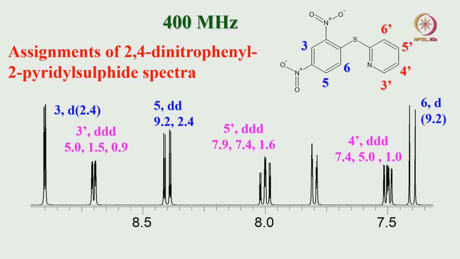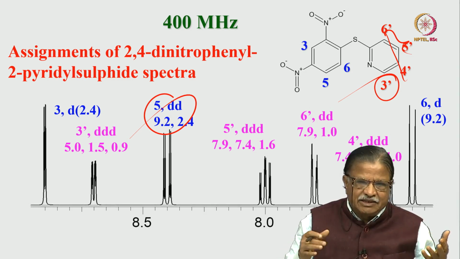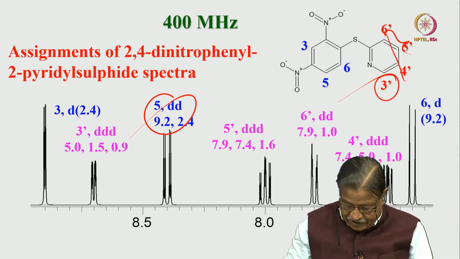What is left now? 6 prime. 6 prime is very easy. It has an ortho coupling giving a doublet, and a doublet of doublet because of the meta coupling. If the para coupling is not resolved, it is going to be a doublet of doublet, similar to what we saw for proton 5. Exactly that it is. So very easily you can make the assignment of a molecule containing the phenyl group with the idea I gave you about splitting patterns for ortho and meta protons depending upon where the substituent is situated, whether it is ortho, meta, symmetric or asymmetric substitution. You can start arriving at it.